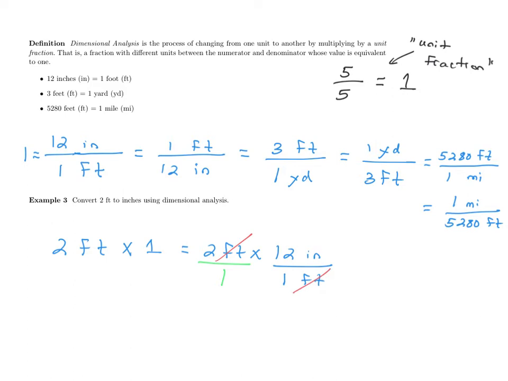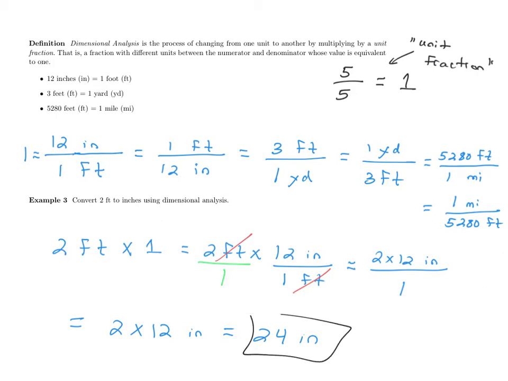Nothing else cancels here, and notice that the denominator is just 1 times 1 with no unit. So I'll write that next. If we now multiply the fractions across, the denominator is 1. What's left on the top? 2 times 12 times inches. So that's 2 times 12, and then multiplied by the only unit remaining, which is inches. And in fact, we're just saying 2 times 12 inches, which is 24 inches, and that's our final answer.